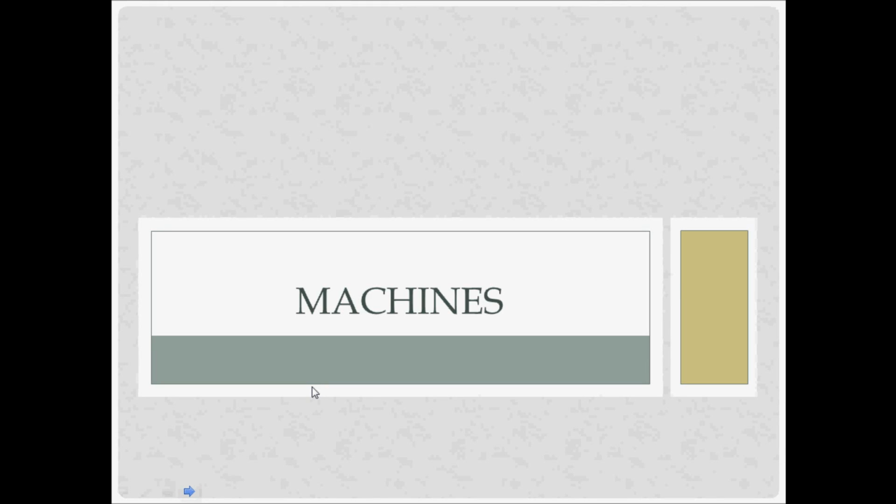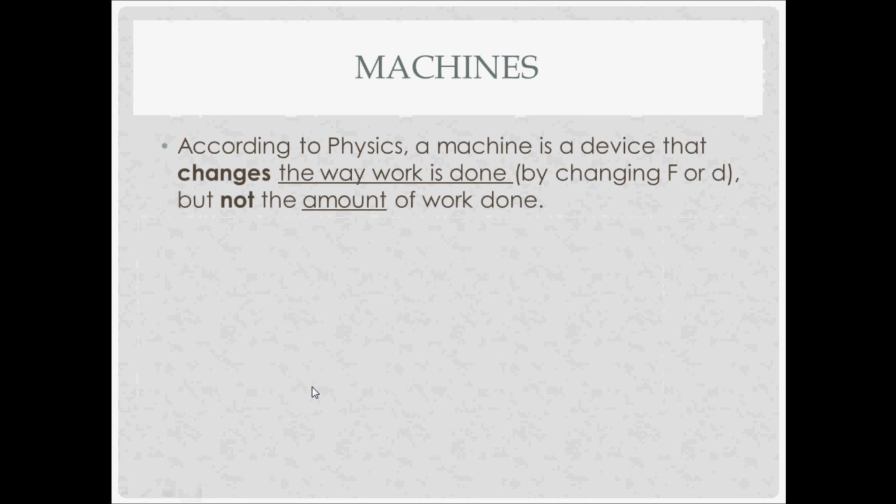Alright, this week we're going to learn how to apply our work equation to machines. In physics, the definition of a machine is any device that changes the way work is done, but it does not change the amount of work that is done. So typically, machines make it easier for you to get something finished.